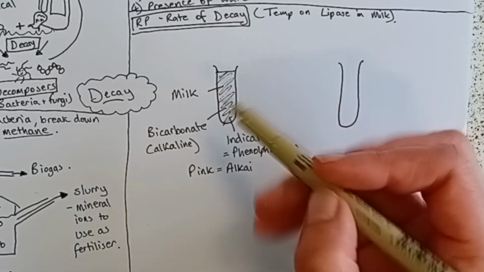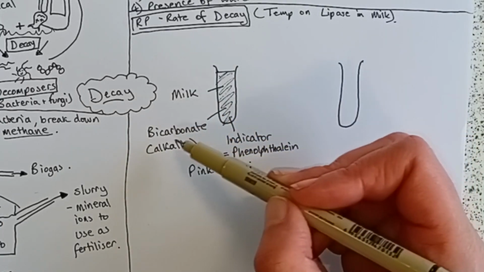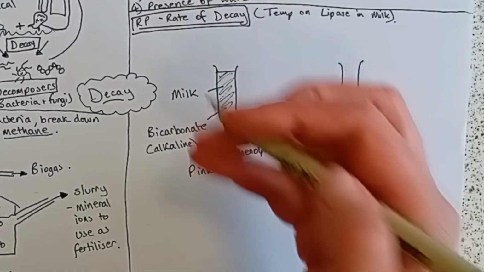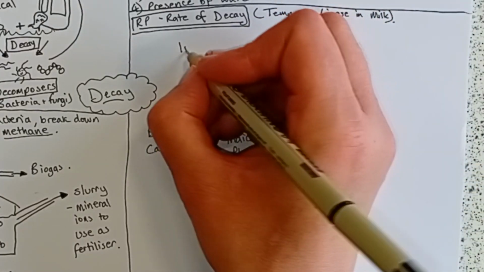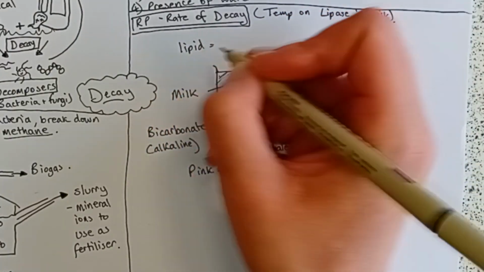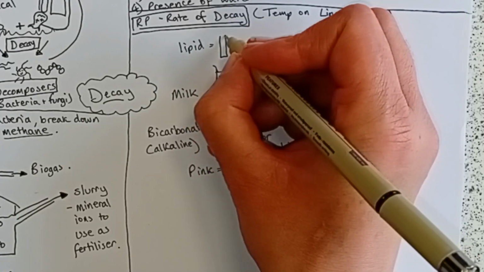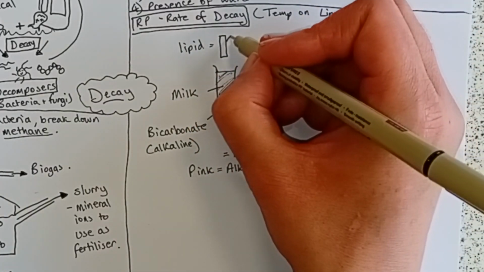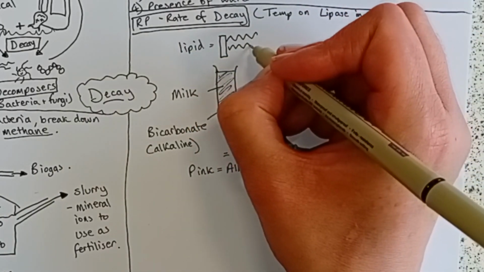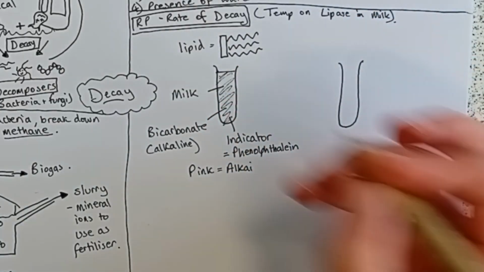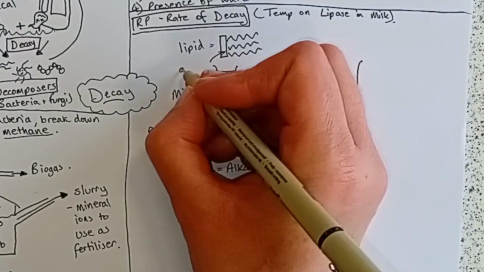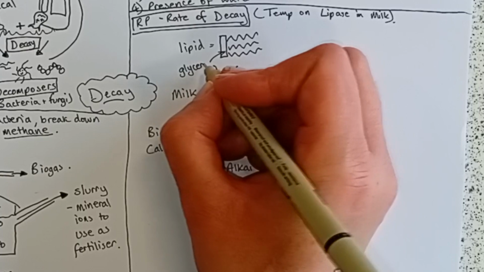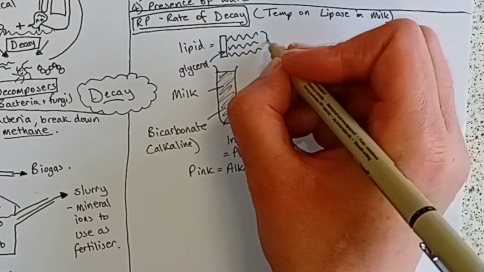And the reason it's pink is because it's got alkali ions in, and in the milk, the fat, or the lipid, hasn't been broken down. So remember, fat is a backbone of glycerol, and it's made out of 3 fatty acids, and they're all still attached to each other. So the glycerol is attached to 3 fatty acids.